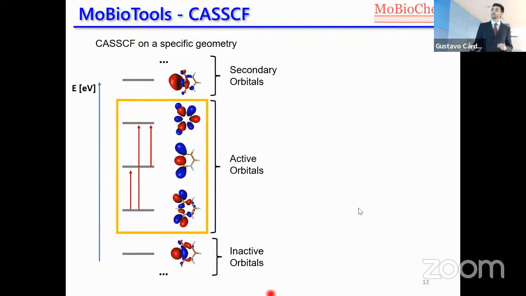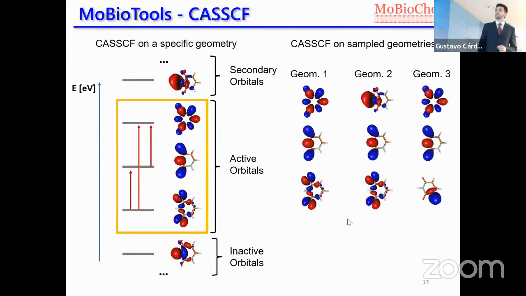So suppose that we have a KCCF computation on a specific geometry. Let's say this is the ground state equilibrium geometry. So we already know pretty well the active space that we want to consider. So for example, this is these three guys here. Now, what happens when we move from a single geometry to an ensemble of geometries? Well, it might happen that for some geometries, the KCCF computation converges towards a wave function that gives us the same active space that we had here, the one that we were interested in. However, for some other situations like geometries 2 and 3, we might see that there are some intruder molecular orbitals, like in this case and also in this case.